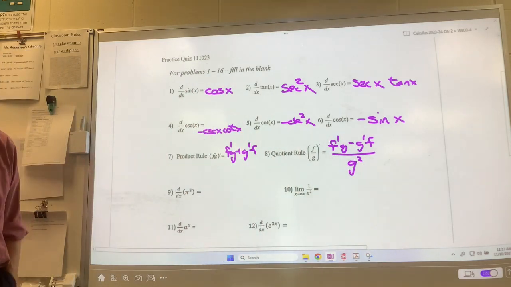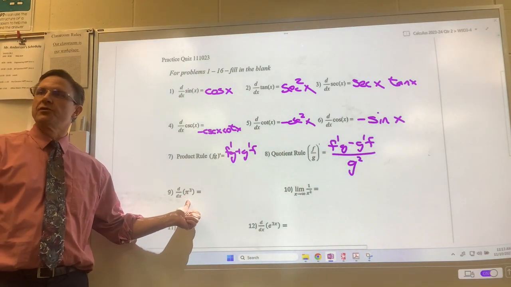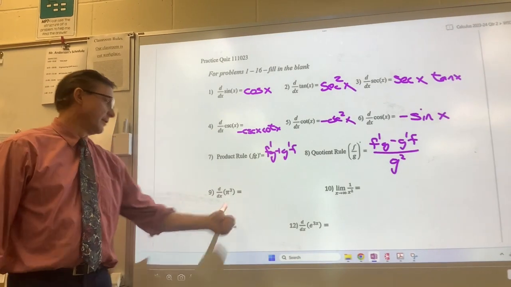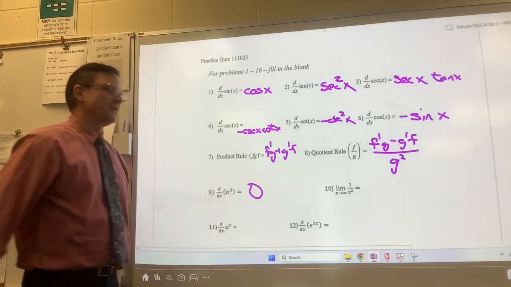All right. I am absolutely positively trying to screw you up with pi cubed. Do not write 3 pi squared. It is a constant. The derivative of a constant is always 0.